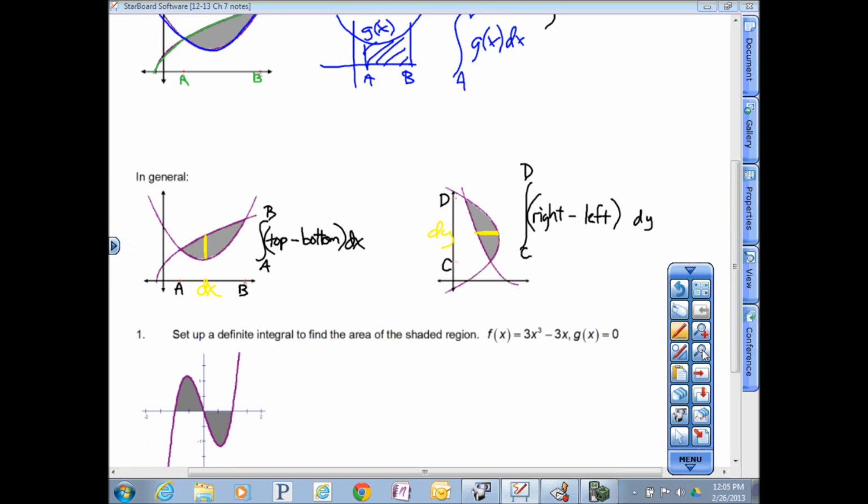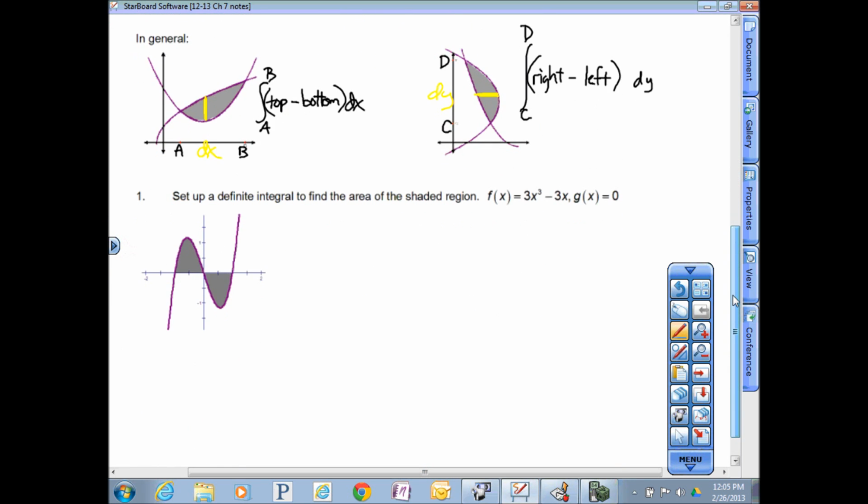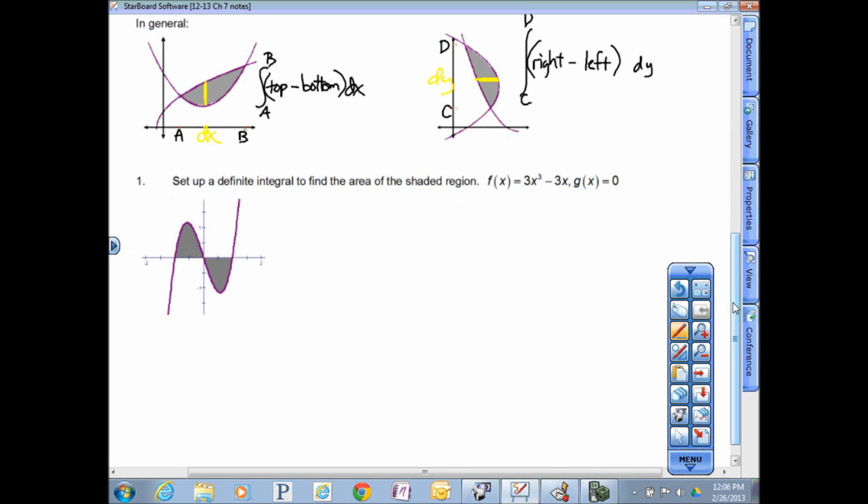And so let's try what happens when we do this. Set up a definite integral to find the area of this shaded region. We've got two functions. We've got this f of x, which is the curve. So here's f of x, our curve. And g of x is equal to 0. So here's g of x. It's basically, for lack of a better term, the x-axis, which is nice. We like it when we have that problem.